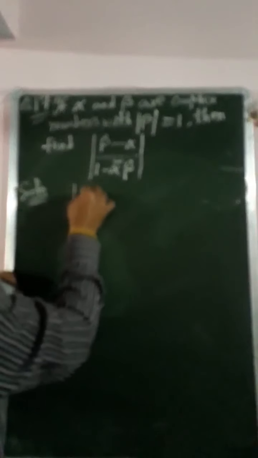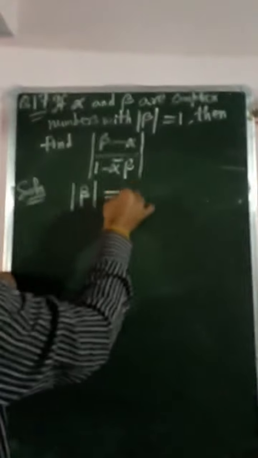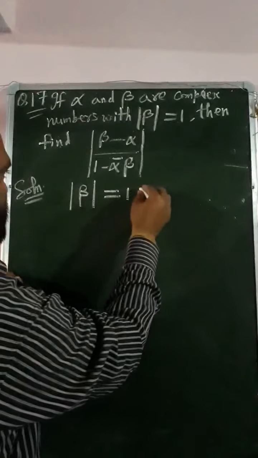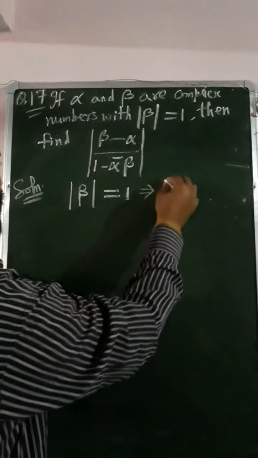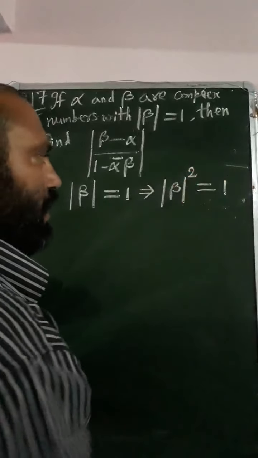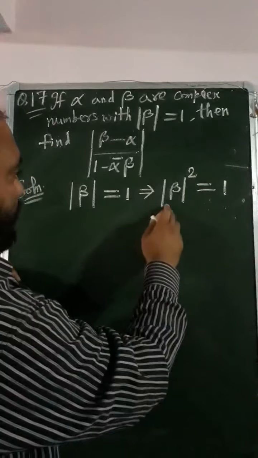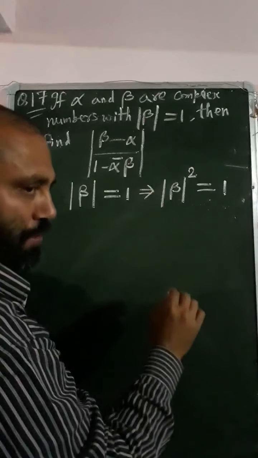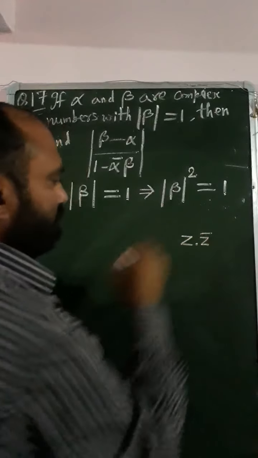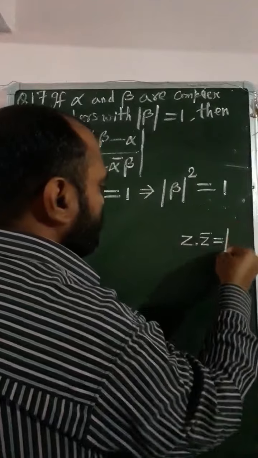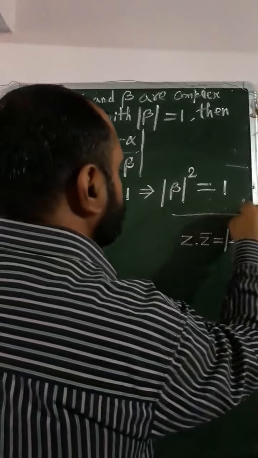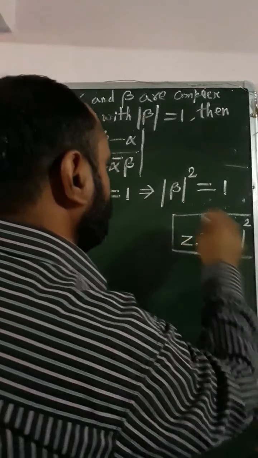As it is mentioned that beta mod is equal to 1, right? Beta mod is equal to 1. I am squaring both sides. Squaring both sides, what will we get? Beta mod square is equal to 1. Now beta mod square, this is the property that we have discussed already, z into z bar is always equal to z mod square. You have to remember this property. We have to use this property here.